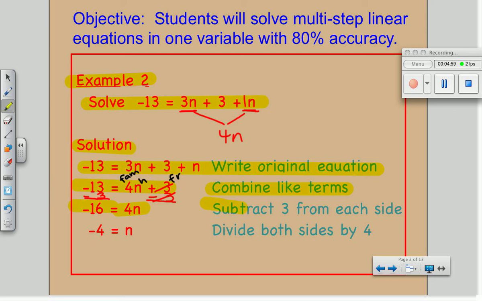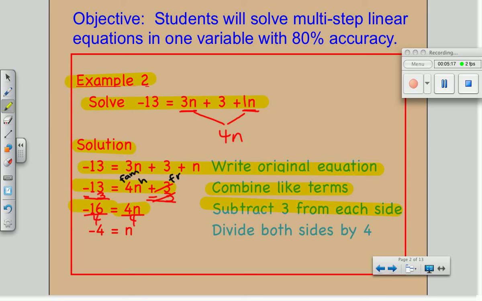So you subtracted 3 from each side. Now how do I get rid of this 4? What's the inverse of multiplication? Division. So how do I undo multiplication of 4? I divide by 4. If I do that here, then I also have to do that here.